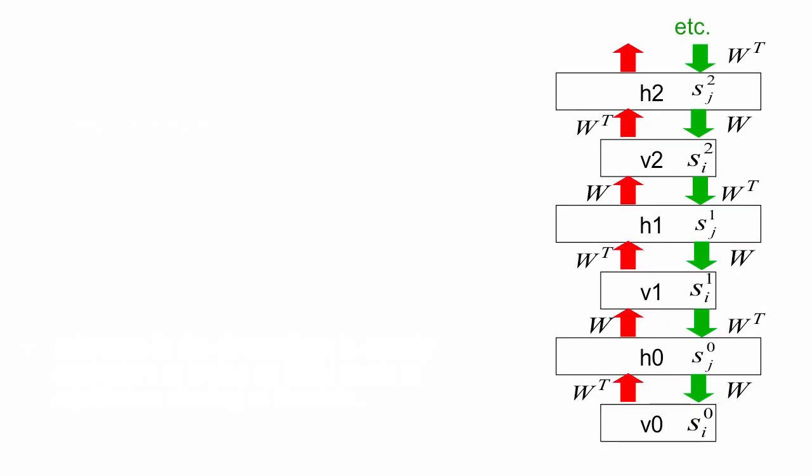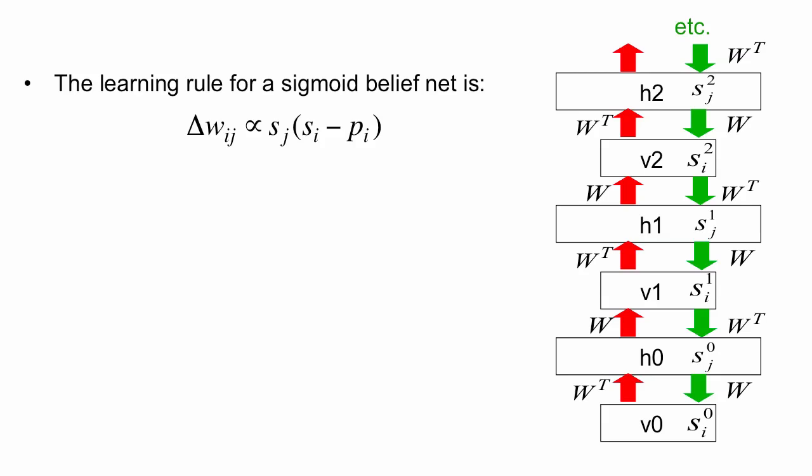So here I've shown the generative weights that define the model, and also their transposes that are the way we do inference. And now what I want to show is how we get the Boltzmann machine learning algorithm out of the learning algorithm for directed sigmoid belief nets. So the learning rule for a sigmoid belief net says that we should first get a sample from the posterior. That's what the Sj and Si are. They're samples from the posterior distribution.